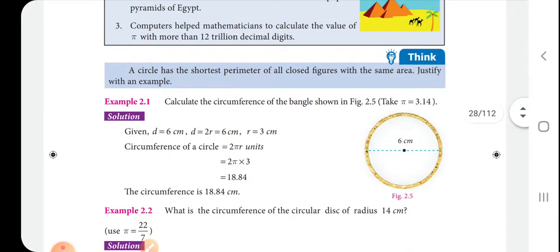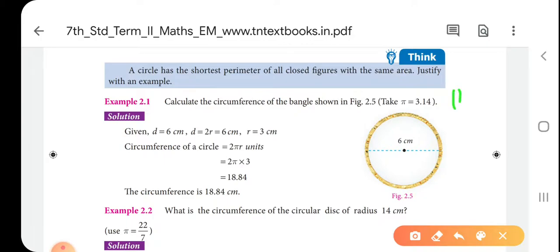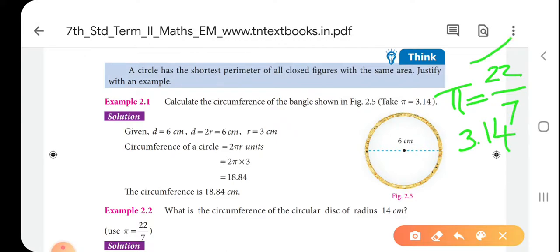We will see one example here. Calculate the circumference of the circle shown in figure 2.5. Here I forgot to say one thing. I said pi is a constant. The value of pi in fractional form is 22 by 7. In decimal we can write this as 3.14. Depending on the situation, we have to use either 22 by 7 or 3.14. Clear? Here they have already given, take pi equal to 3.14.